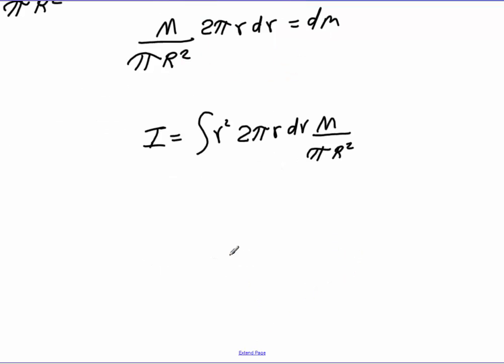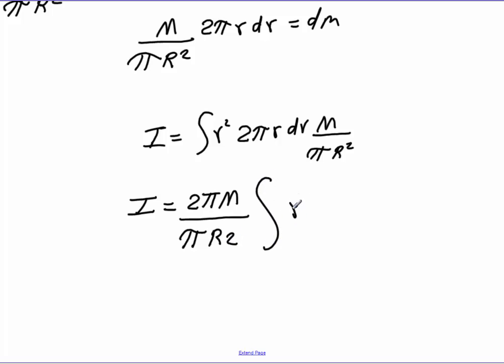Okay, I'm going to pull out everything that's constant. Big R is not going to change. So we can say I is going to equal to, we'll pull out everything we can, 2 pi, times big M over pi times R squared of the integral of r squared, and then I'll go ahead and do the multiplication. I'll talk about it first, of this value here.